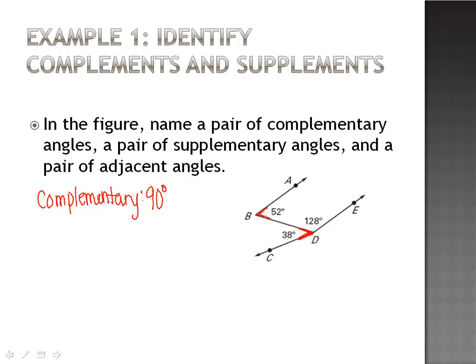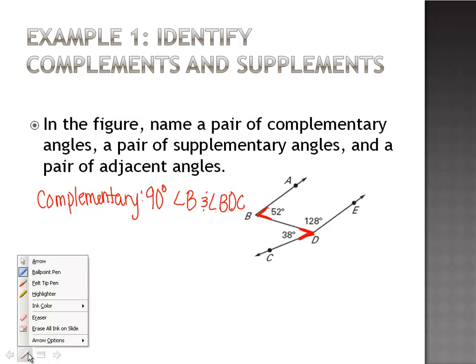Now I can call this angle right here angle ABD, angle DBA, or just angle B. And I'm just going to call it angle B. And I can call it that because it's only the vertex of that angle. The second angle here, I cannot call it angle D because there's a second angle at that same vertex. So I'm going to call this one angle BDC. Could have also called it angle CDB, but I'm just going to go with that name.